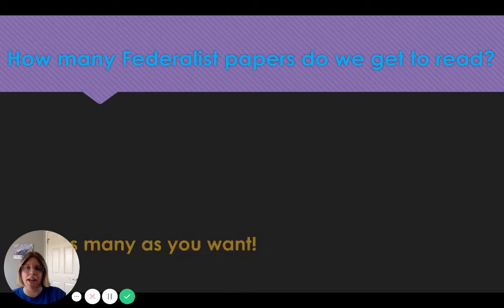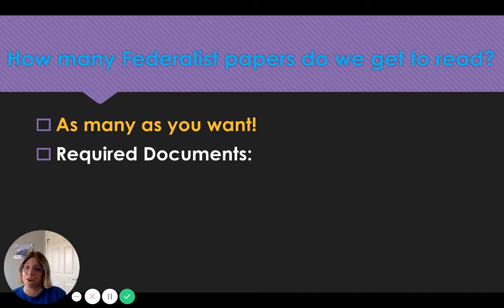So a question you may want to know: how many Federalist Papers do you get to read? Do you need to read all 85? If you want to, feel free. I don't recommend it. They are very difficult to read. We will read some excerpts in this class, but we're not going to have you read the full documents.